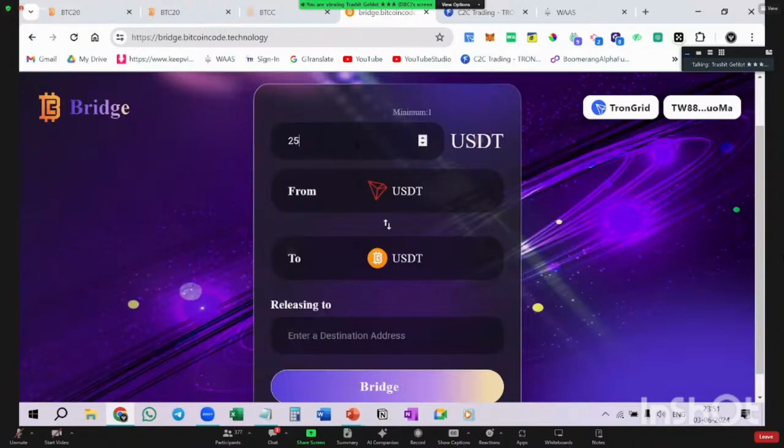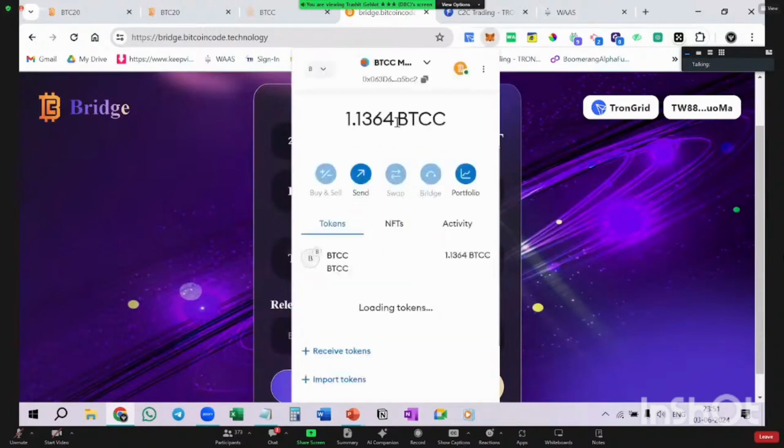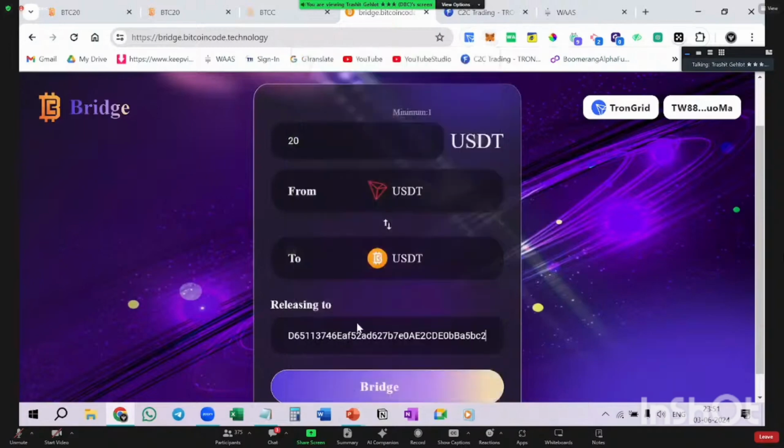Let us put 20 so that we will have some definite calculations. And on the releasing side, we will put the MetaMask wallet. Let me copy the MetaMask wallet address. So the releasing to address will always be MetaMask wallet. Now, once you press this bridge feature, your Tron wallet is connected. You have put in the releasing to address.